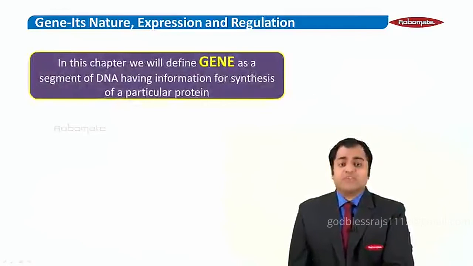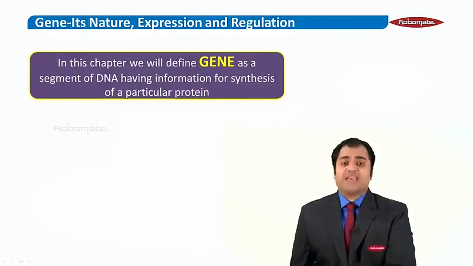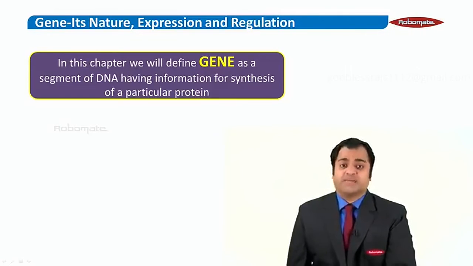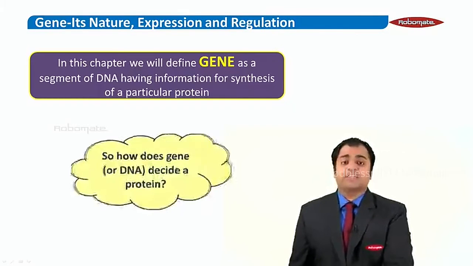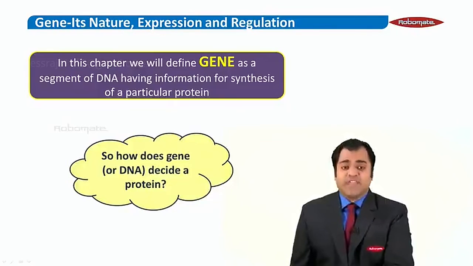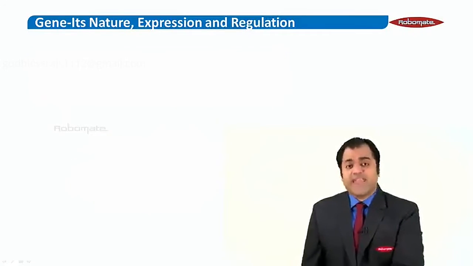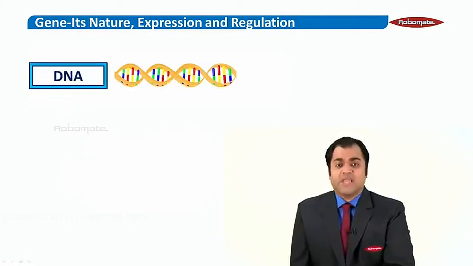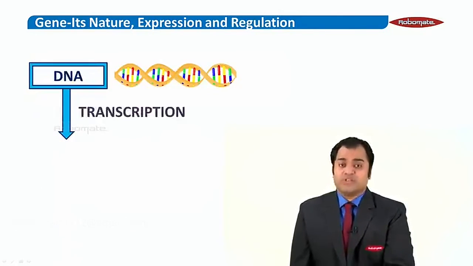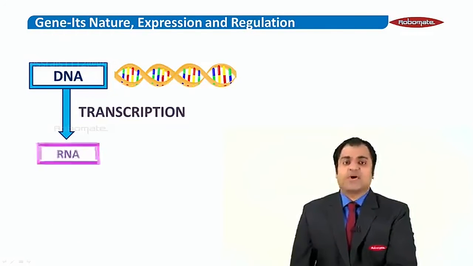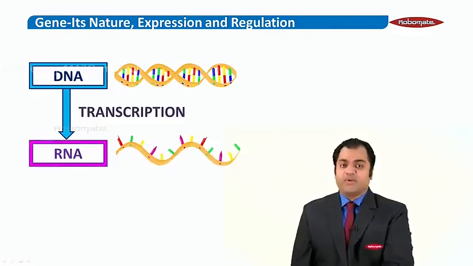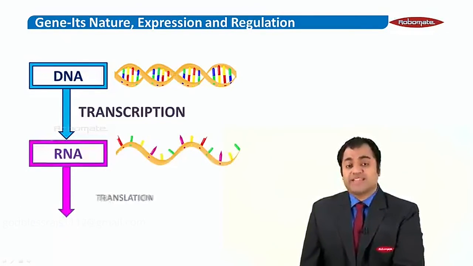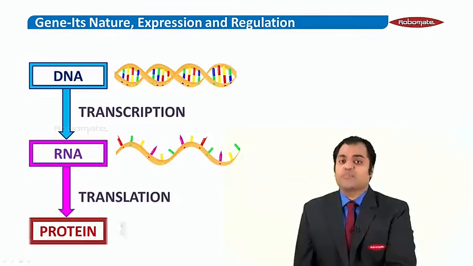Now in this chapter, we'll also define gene as a segment of DNA having information for the synthesis of a particular protein. How do you think a gene or DNA decides a protein? Very simple. For that, we'll look at the next slide. DNA, which is deoxyribonucleic acid, undergoes a process called transcription to produce yet another nucleic acid, which is called RNA, which stands for ribonucleic acid. RNA then goes through a process called translation and is translated into a protein.